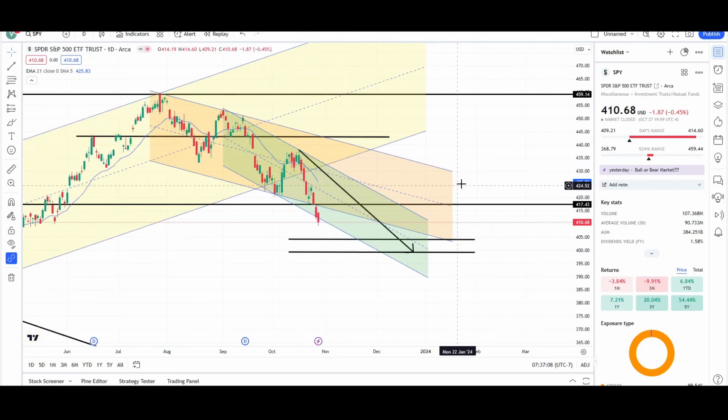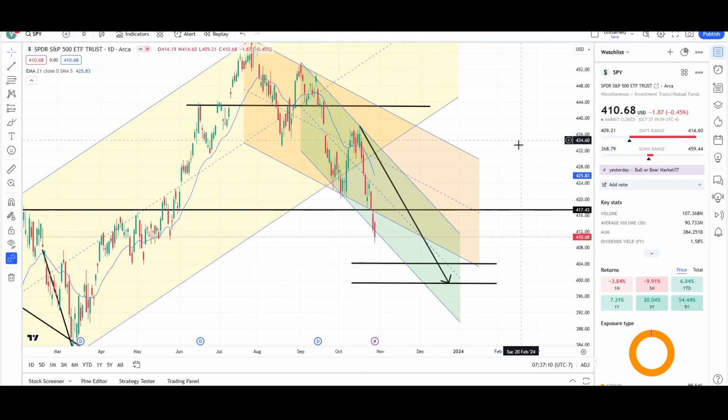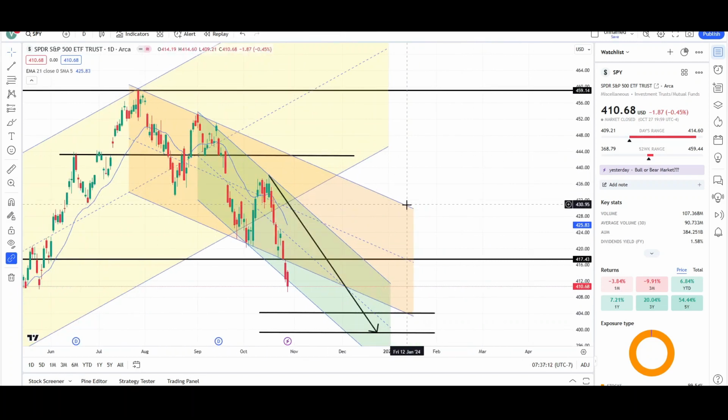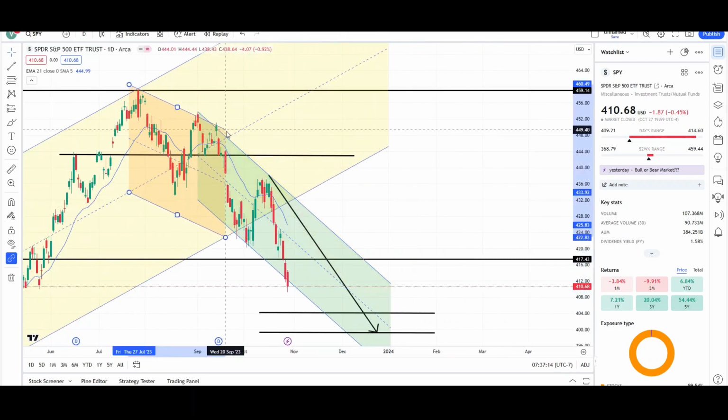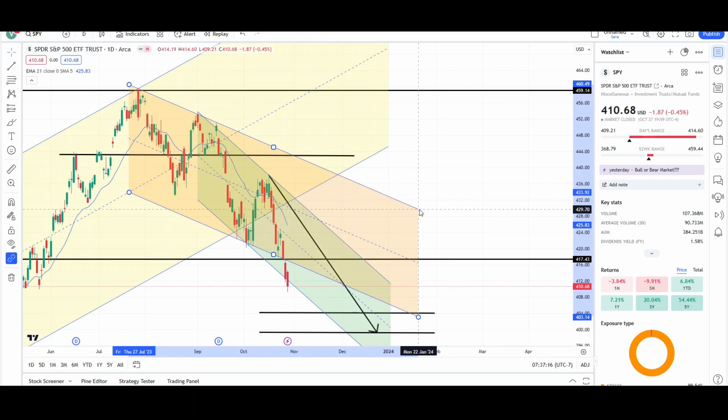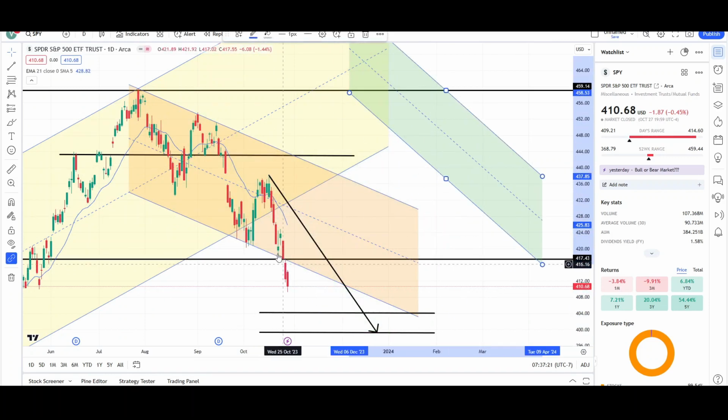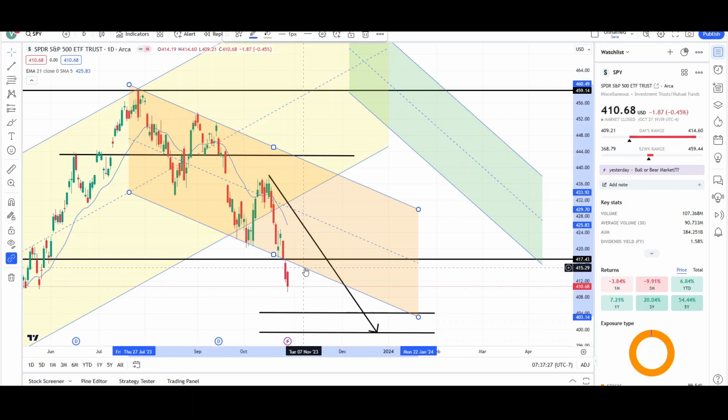I drew this green. At first, I drew this orange channel. You can see how well it fits off the swing highs. These swings right here. And I dragged it down. But we just blasted right through that. So if I remove the green one, you can see how the bears are breaking through the bottom. So this is not really a valid looking channel. So let's go and erase that.